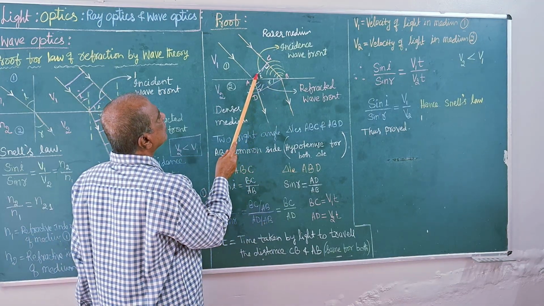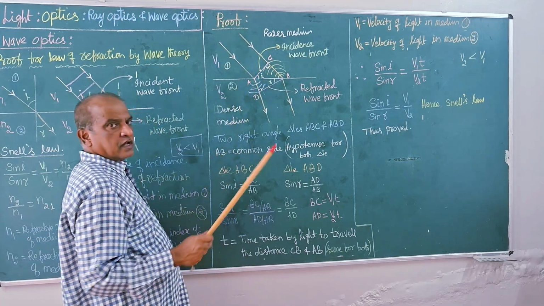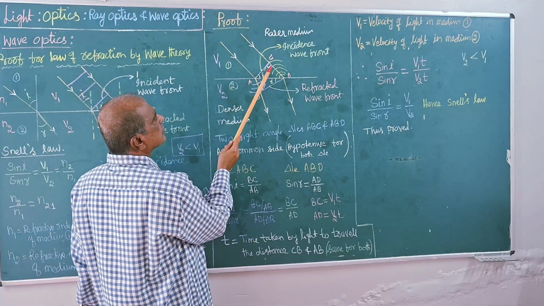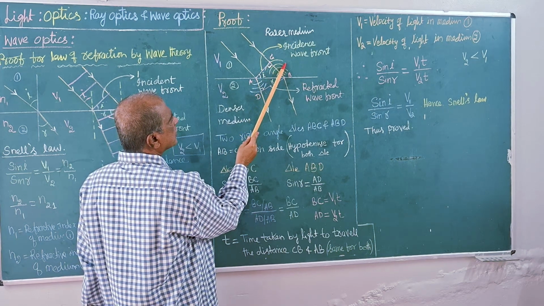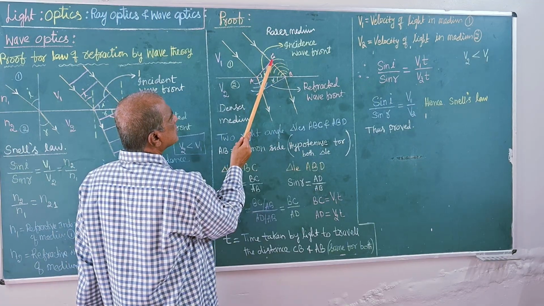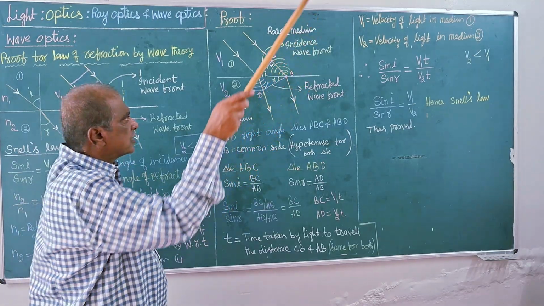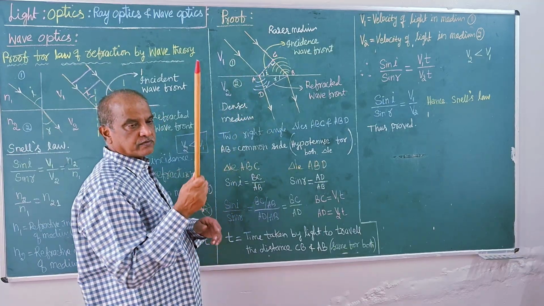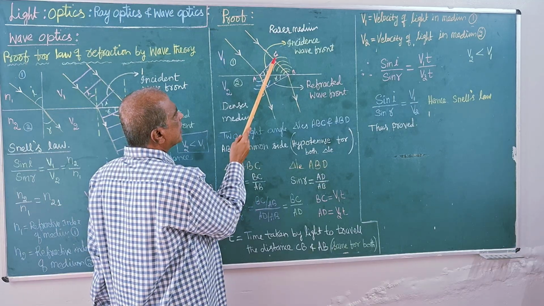And this incident wavefront, now you can see what it is. It is a plane tangent to this spherical wavefront, a plane tangent to this sphere passing through the points C and A. That should be understood. What is the incident wavefront in this geometry? It is a plane tangent to this sphere passing through points C and A.